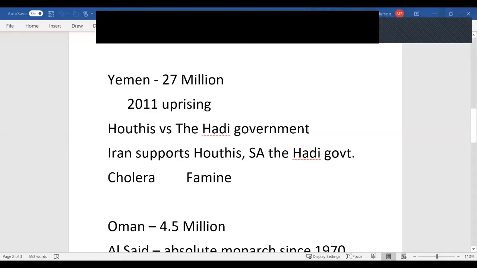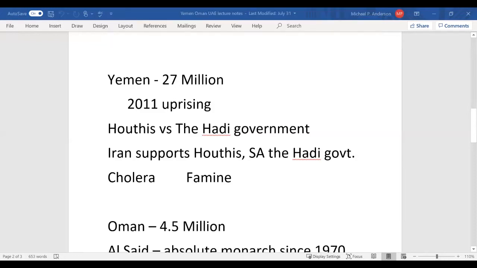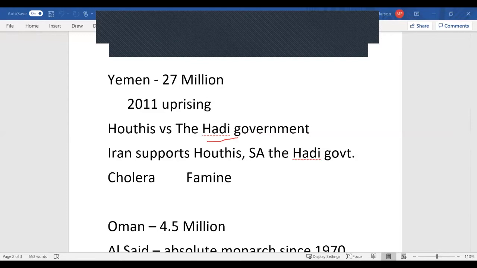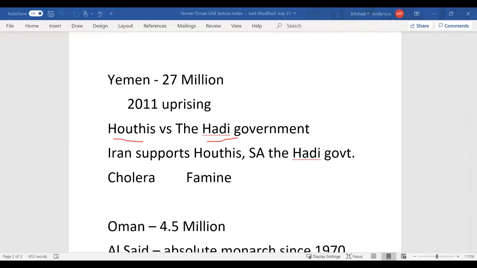All right, talk about Yemen first. Yemen's a fair-sized country, 27 million, and it is all messed up. Remember we talked about the Arab Spring. Well, the Arab Spring affected all of the Middle East, including Yemen. And in Yemen, we had an uprising. We have the Houthis and the Hadi, two basic tribes, that don't get along with each other. Hadi control the government. Houthis didn't like it.